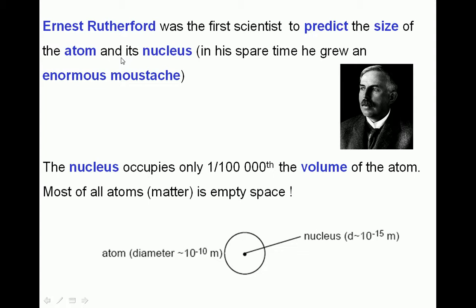So it was Ernest Rutherford who was the first scientist to determine the size of an atom and its nucleus. And he determined that the nucleus of an atom occupies only 1/100,000th of the volume of the atom. That is, in the middle of the atom we have a very small nucleus that contains effectively all of the mass, and then at great distance from the nucleus we have the electrons, which have very little mass, and in between it's mostly empty space. So most of all atoms, and therefore most of all matter, is empty space.